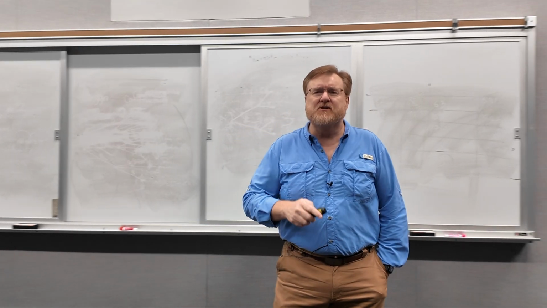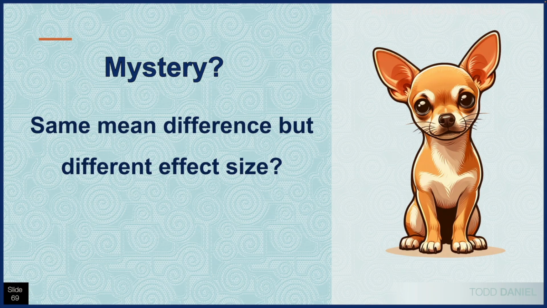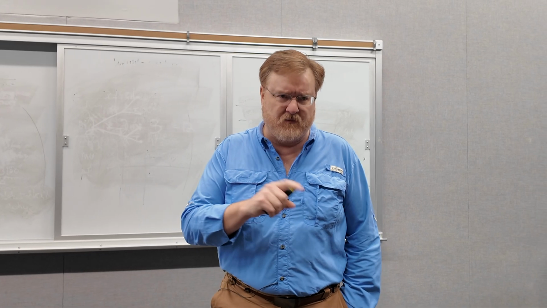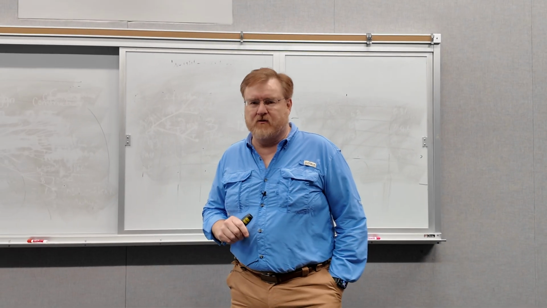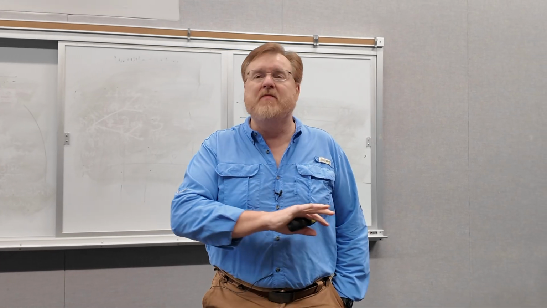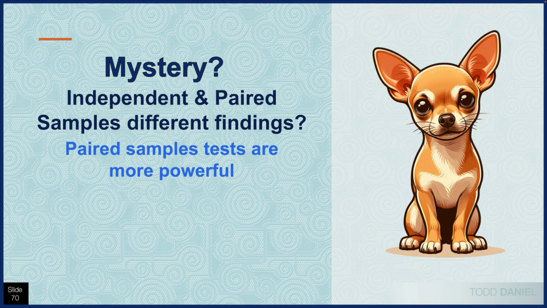Now, this first mystery is not quite as apparent because I used the corrected effect size. If I had used an uncorrected effect size, we would see this difference more obviously. And I am going to dwell on that in just a moment. But the second mystery is, why was one test significant, the other one was not significant, but the mean differences were exactly the same? Well, paired samples tests, the second test that we did, are more powerful. They're more likely to find statistically significant differences in the same data set.